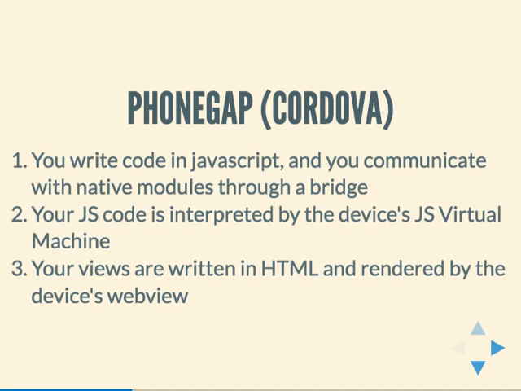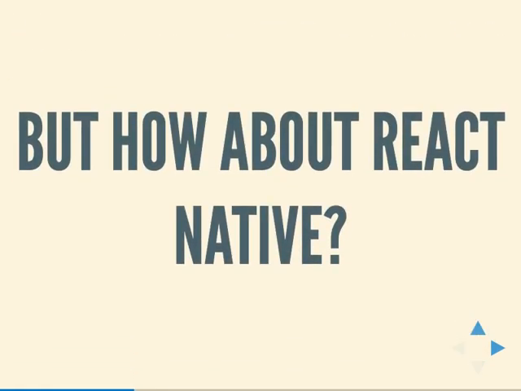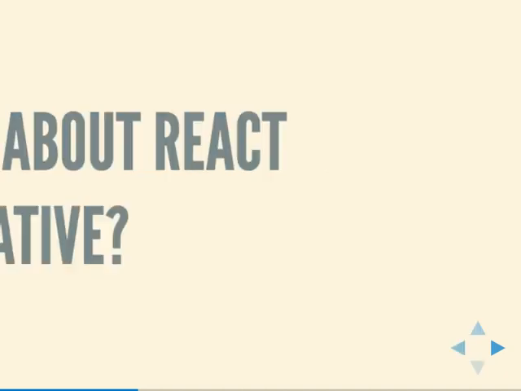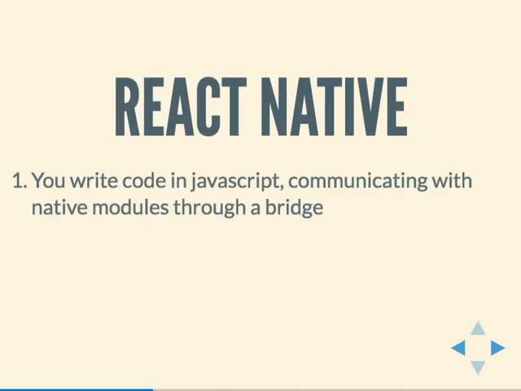But how about React Native? How does it fare with the same sort of comparison? With React Native, you write code in JavaScript and communicate with native modules through a bridge. The same concepts apply. There is a bridge. There is the definition of userland in native and in JavaScript, and you can use the bridge to bridge them over, if you will pardon my expression.